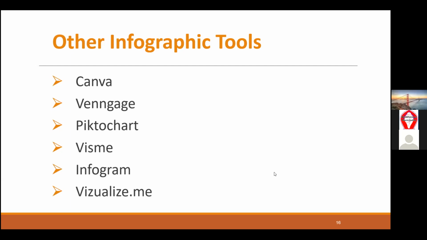There are other infographic tools too. You might have used some of them: Canva, Venngage, Piktochart, Visme, Infogram, Visualize Me. These are all other infographic tools, but we prefer Easel.ly because some tools have a limit on creating infographics. In monetary terms, more free templates are provided in Easel.ly than in other software. Another difference is that some online tools will show you a watermark in the background, which can create copyright issues. So it is better to use Easel.ly.